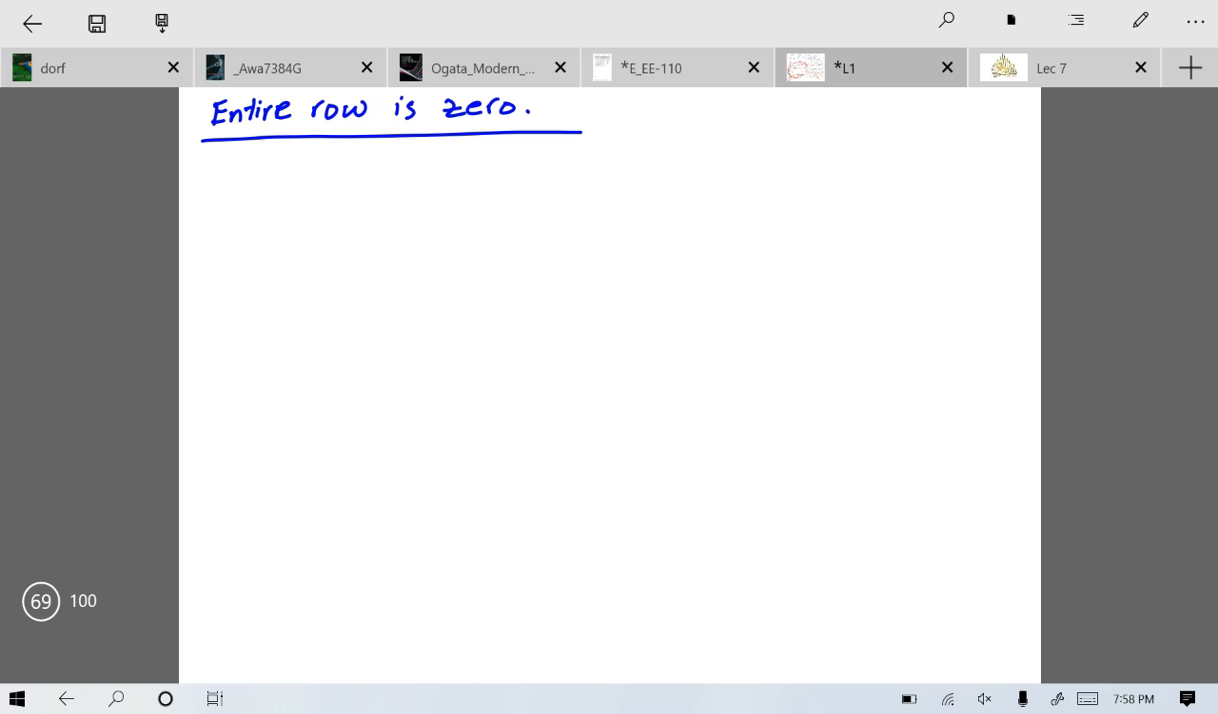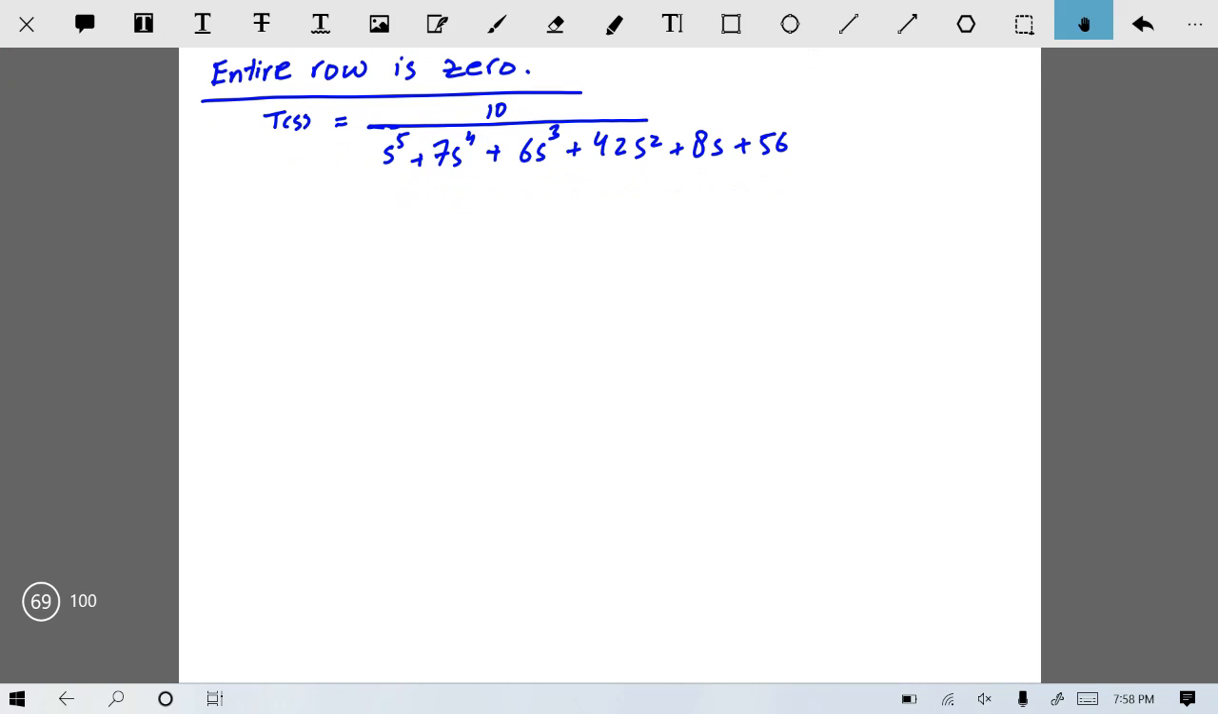For example, let's take an example that we have a transfer function T of s equal to 10 divided by s^5 plus 7s^4 plus 6s^3 plus 42s^2 plus 8s plus 56. So let's suppose I have this transfer function. Now let's try to make its Routh array.